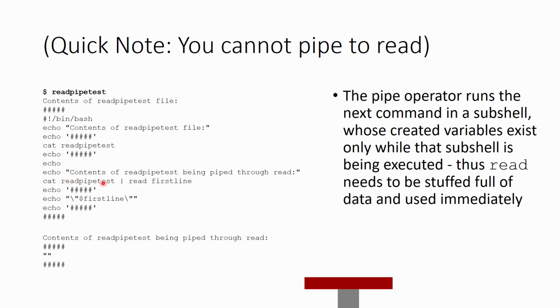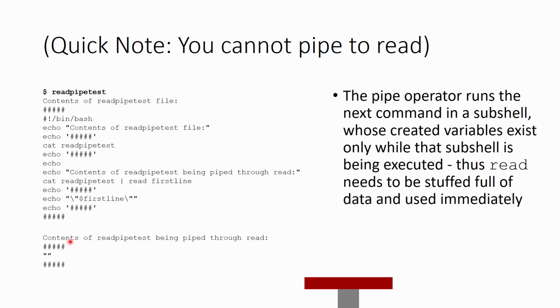Here I have cat read pipe test. That grabs the script itself, loads it from disk, and then sends it to standard out. Then we intercept standard out with this pipe and redirect that to the standard in of the read command. So read grabs standard in as it comes in, extracts the first line, and stuffs it into first line. Then it outputs the value of first line. This seems like there isn't a problem. But the issue is that if you actually look at the results, first line has no contents. For some reason, this didn't work.